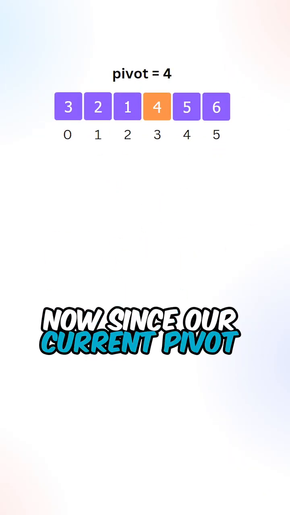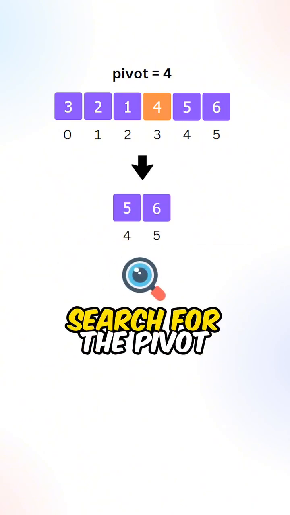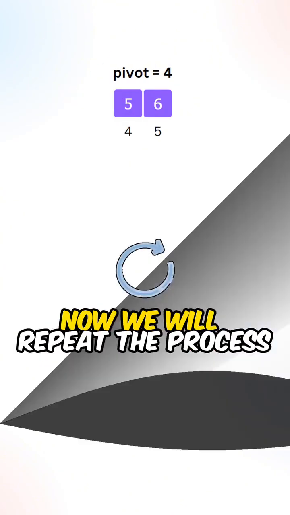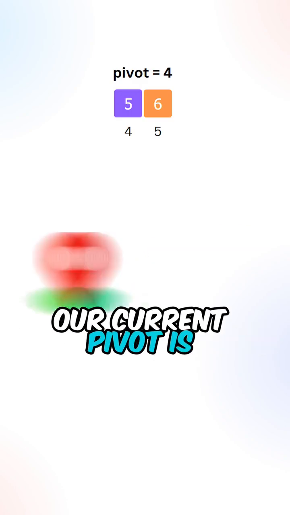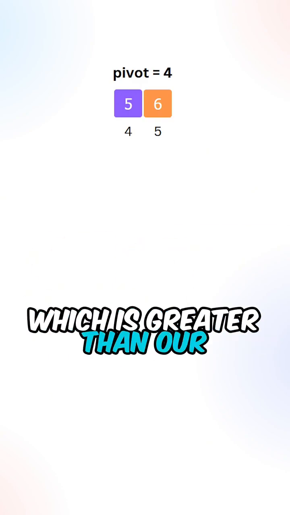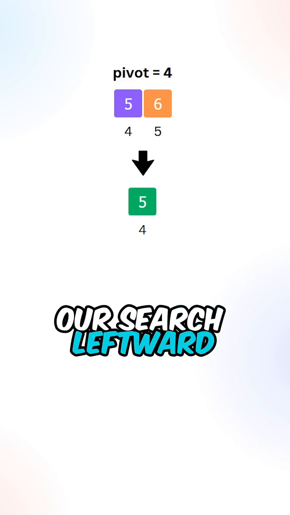Since our current pivot index is 3, we want to continue our search for the pivot index in the right subarray. Now we will repeat the process. Our current pivot is located at index 5, which is greater than our target pivot. We will continue our search leftward.